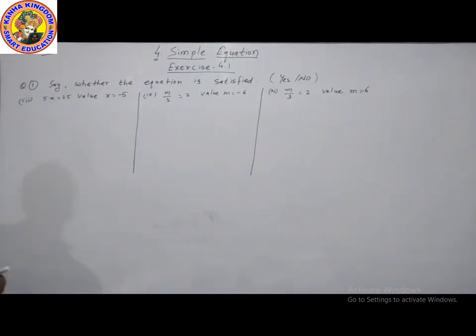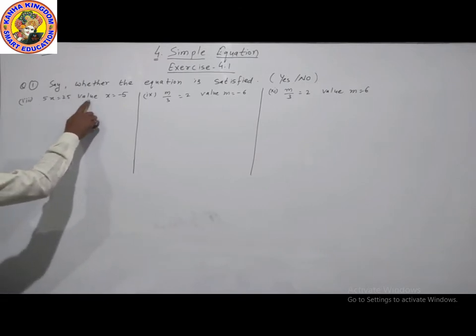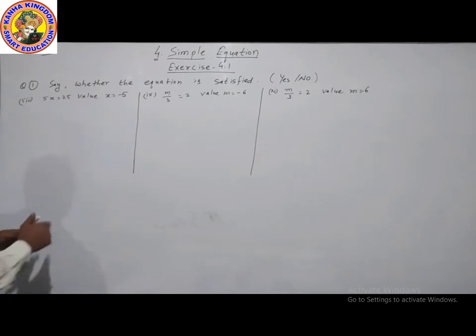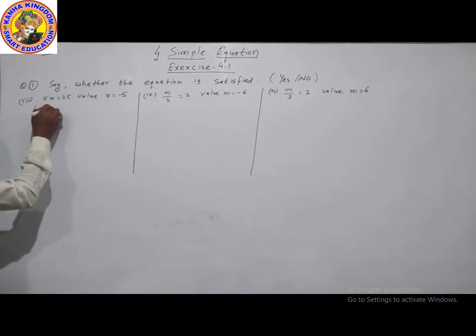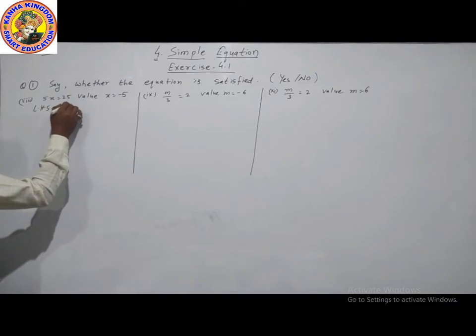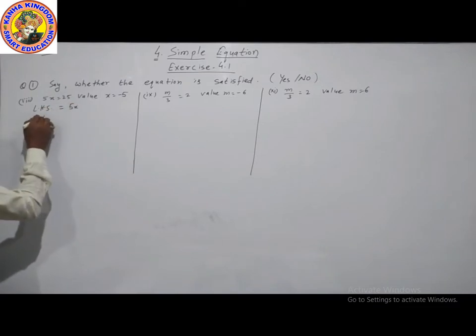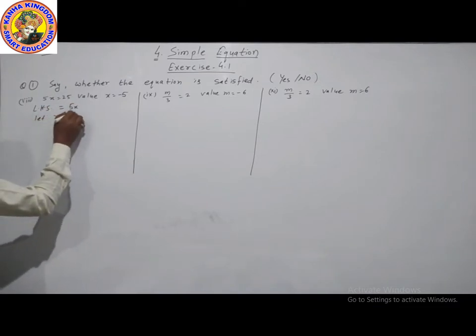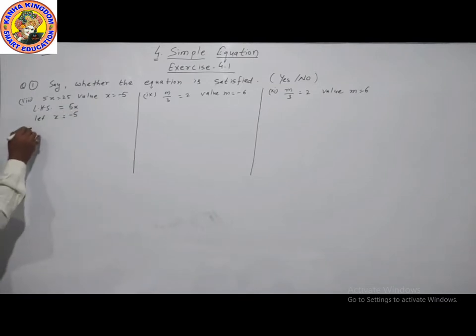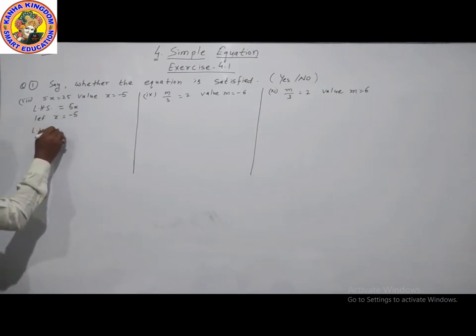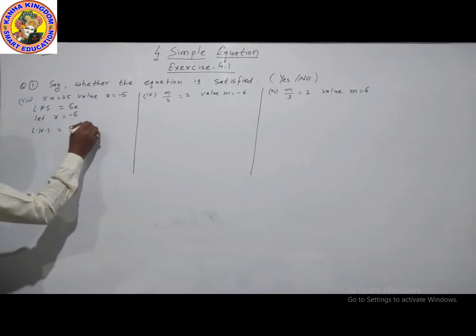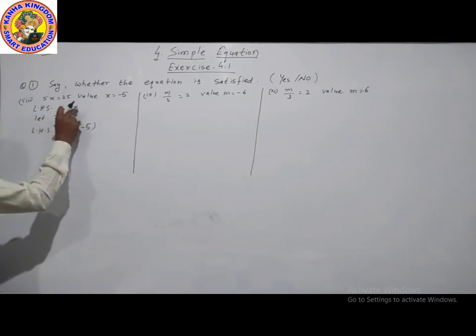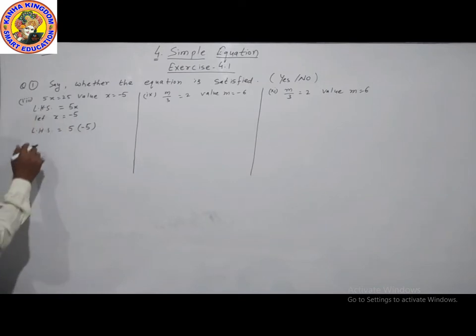Now taking part 8. 5x is equal to 25, value is x equal to minus 5. Taking left hand side 5x, putting the value of x given in question, minus 5. Now left hand side is 5 into x, the value of x is minus 5. 5 into x, 5 into minus 5.